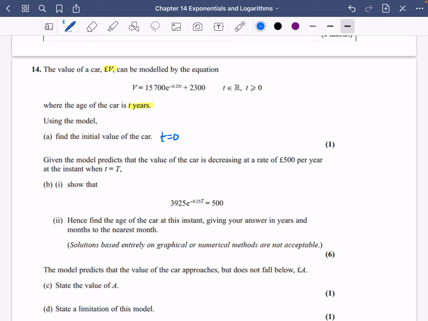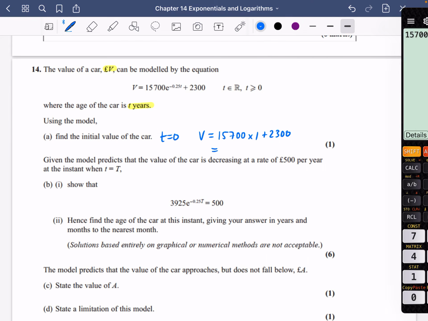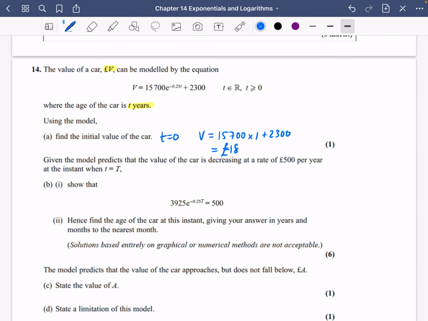Initial value is when t equals 0. So v is going to be equal to 15,700 multiplied by e to the 0, which is just 1, plus 2,300. So 15,700 plus 2,300 is 18,000. So the initial value of the car is 18,000. Seems kind of reasonable for the price of a car.